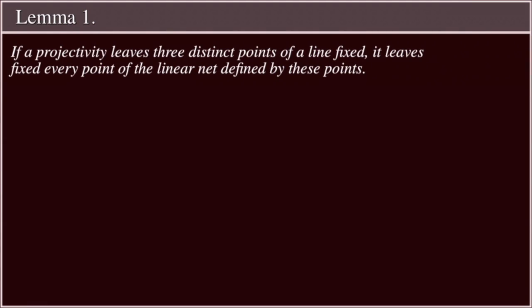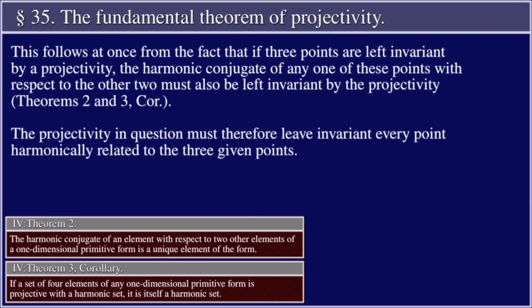Lemma 1. If a projectivity leaves three distinct points of a line fixed, it leaves fixed every point of the linear net defined by these points. This follows at once from the fact that if three points are left invariant by a projectivity, the harmonic conjugate of any one of these points with respect to the other two must also be left invariant by the projectivity. Theorems 2 and 3, corollary. The projectivity in question must therefore leave invariant every point harmonically related to the three given points.